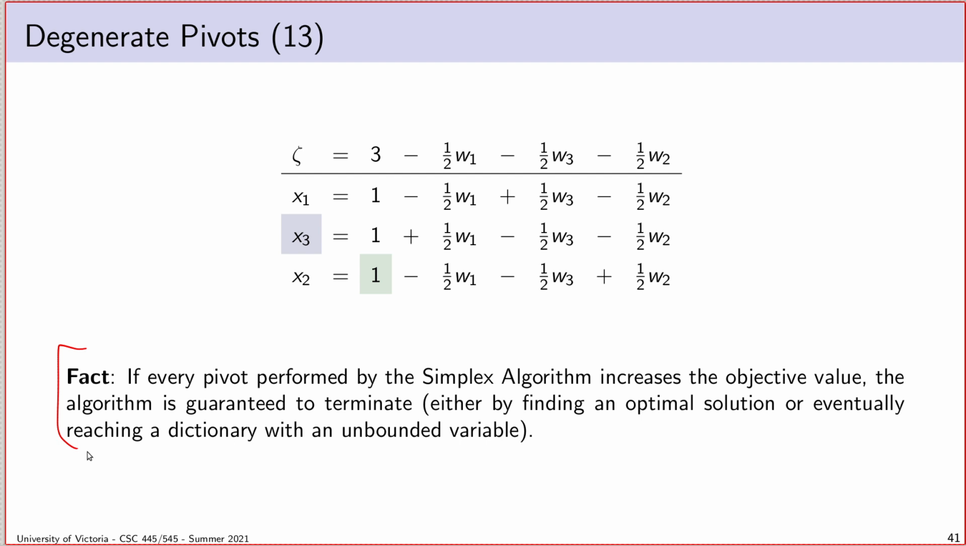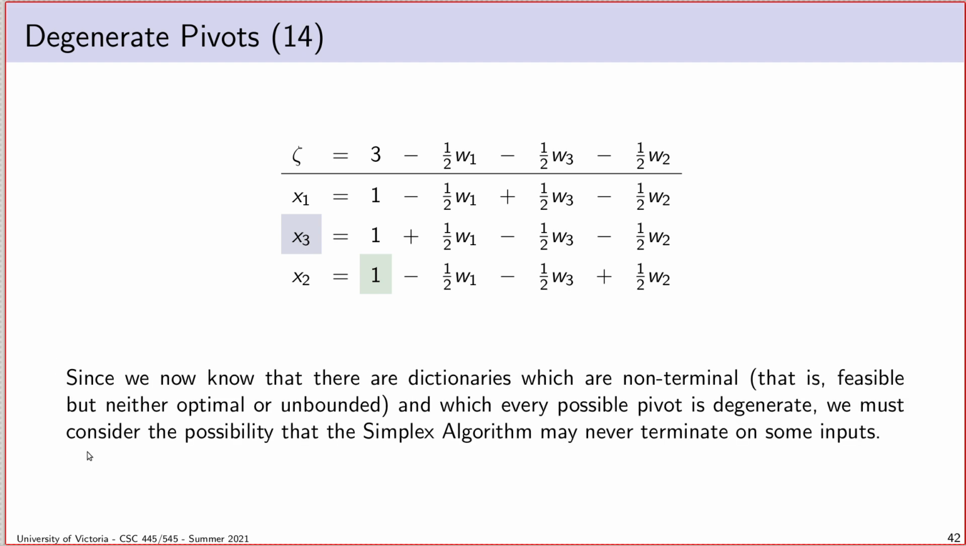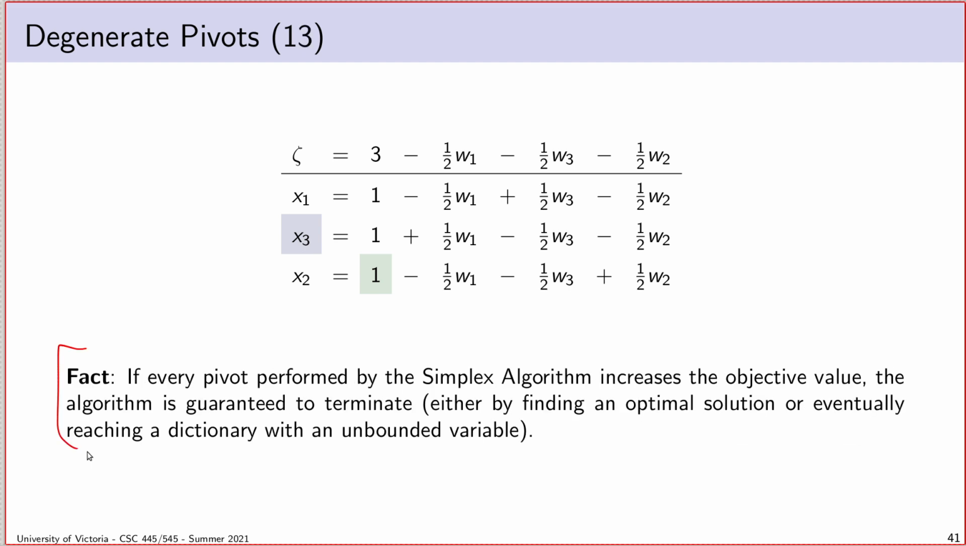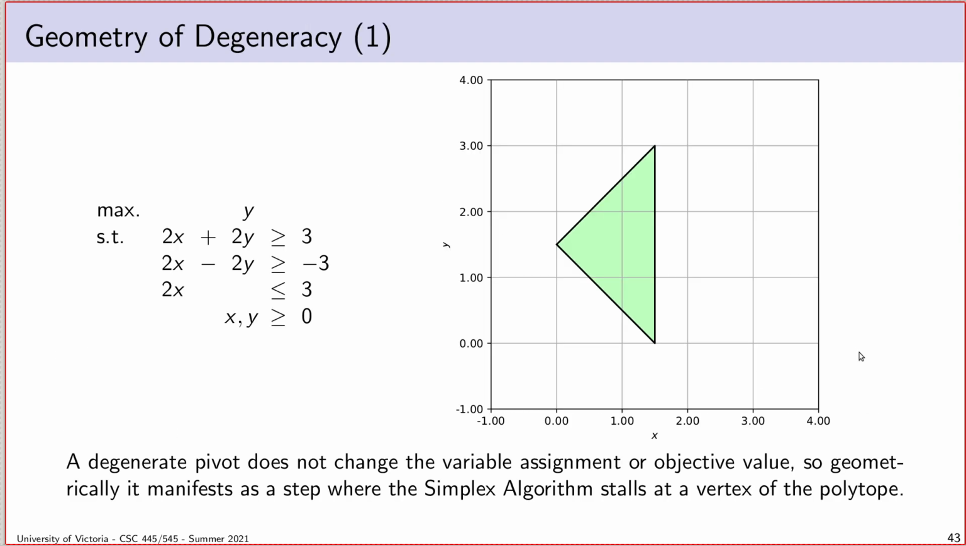There are some nuances to this fact that I'm going to come back to at the end of the lecture, though. We now know, however, that the if condition here isn't always satisfied. The fact says if every pivot increases the objective value, then the algorithm will terminate, guaranteed. But we've seen that there are cases where some pivots don't increase the objective value, and that could be a problem. Before I show the problem, I want to talk about a geometric thing.